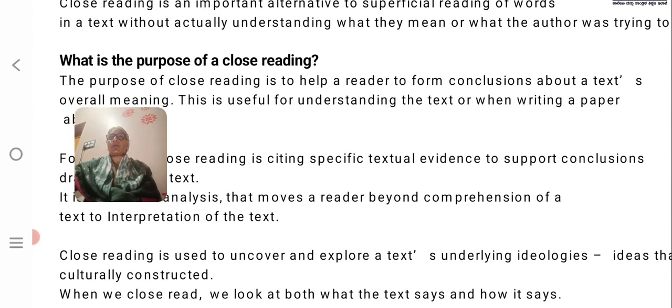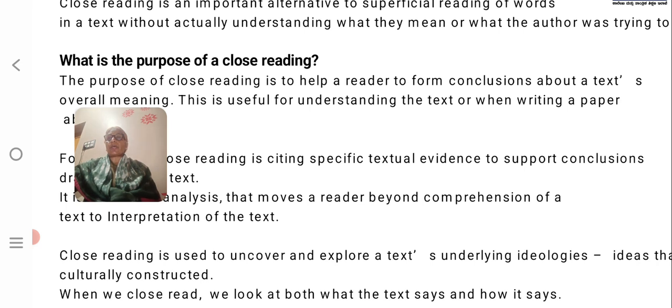The purpose of close reading is to help a reader to form conclusions about a text's overall meaning. This is useful for understanding the text or when writing a paper about the text. For scholars, close reading is citing specific textual evidence to support conclusions drawn from the text. Close reading is a mode of analysis that moves a reader beyond comprehension of a text to interpretation of the text.